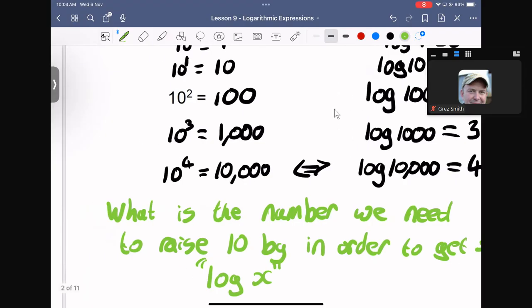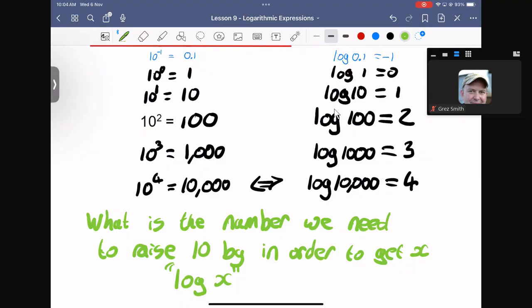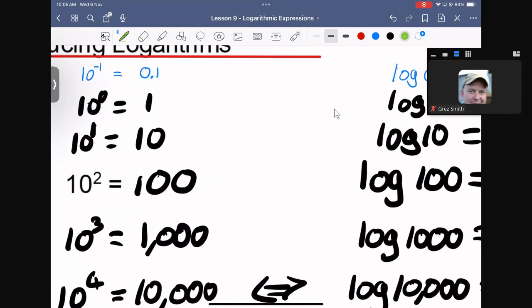So what is the number we need to raise 10 by in order to get 50? Can we estimate it? Yes. What would we estimate it to be? 1.5? How are you doing that? 1.5 is okay. We'll understand logarithmic scale, why it's not going to be 1.5. But why are we saying 1 point something? Because 10 to the power of 1 is 10, which is too low. 10 to the power of 2 is 100, which is too high. So we know that our estimate should be in between 1 and 2.